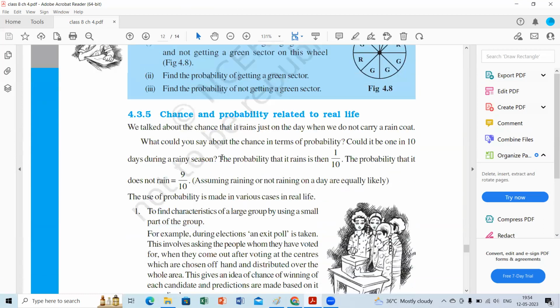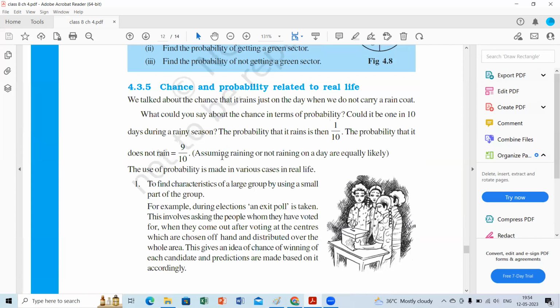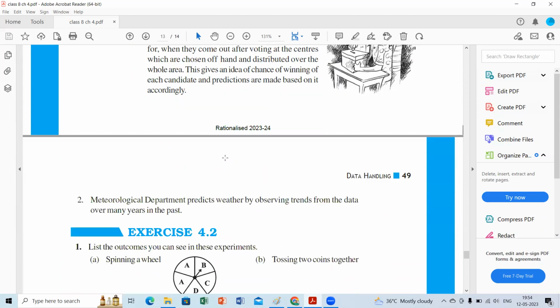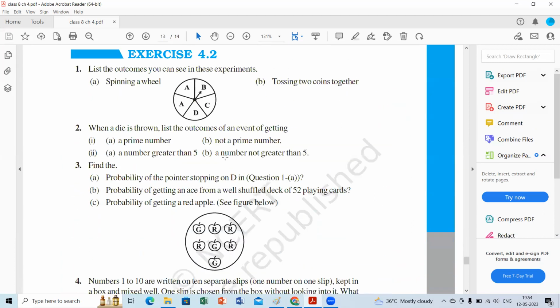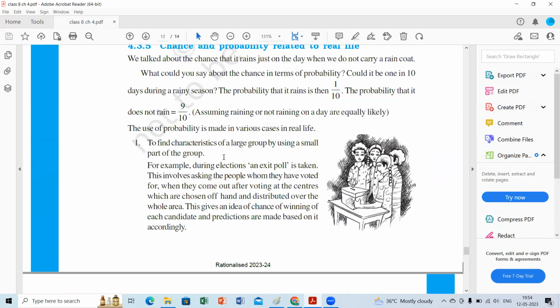Next, chance and probability related to day-to-day life situations. Same thing. Directly we'll go with the exercise.